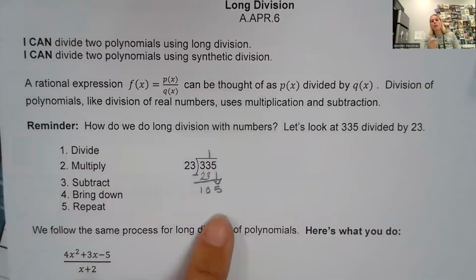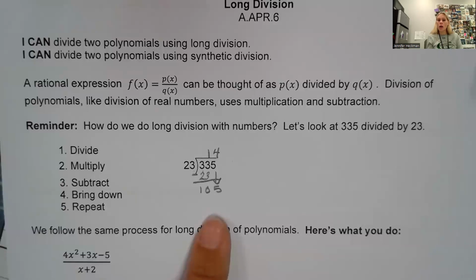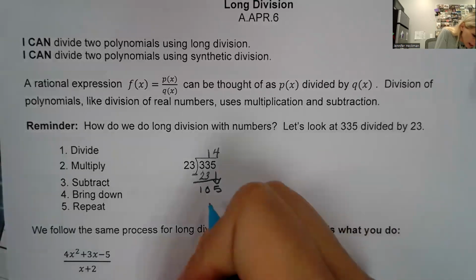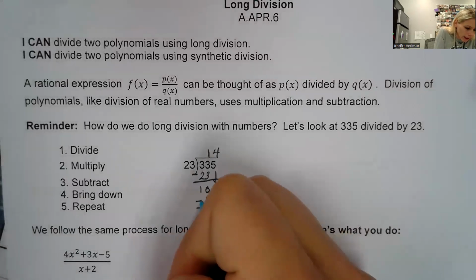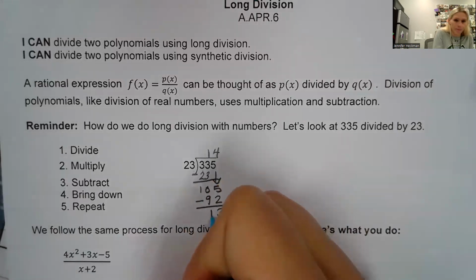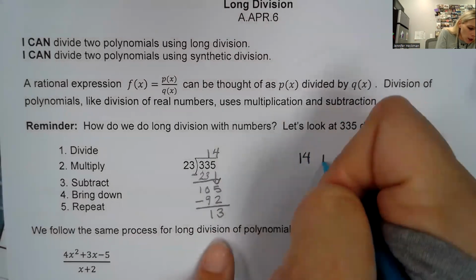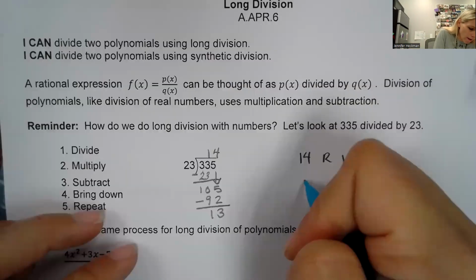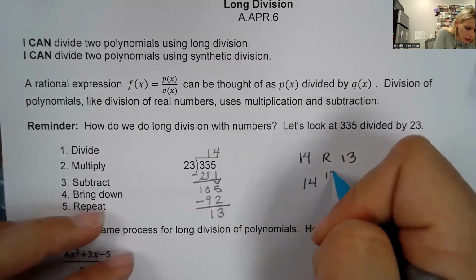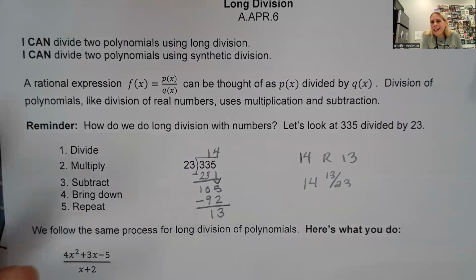Okay, so our next step would be how many 23s are in 105? And there are 4. Then we multiply 4 and 23 and get 92, sorry. Okay, and then we subtract straight down and we get 13. Okay, now elementary, we used to say 14, remainder 13. More sophisticated, we started going 14 and 13 23rds, right? We would write it as a fraction. Okay, so this is the idea that we're doing today.